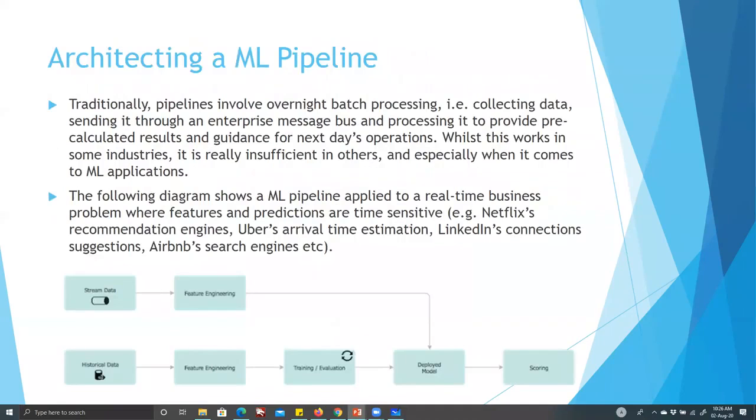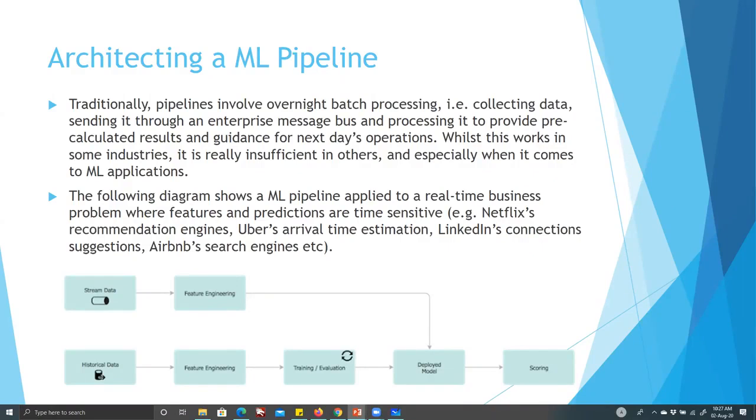Now, how do you architect a model or ML pipeline? Traditionally, a pipeline involves overnight batch processing. Basically, the idea is we collect all this information from, let's say, one day, and at night we retrain and update our model. The problem arises when we have time sensitive data, especially in any kind of real-time prediction or real-time streaming, such as the Netflix recommendation engine or Uber arrival time estimation. These things have to be done on real-time data.